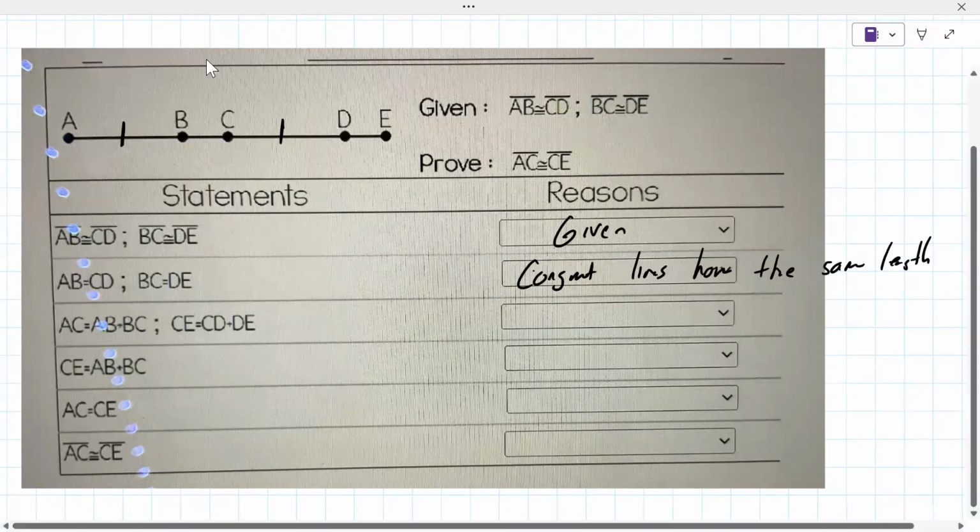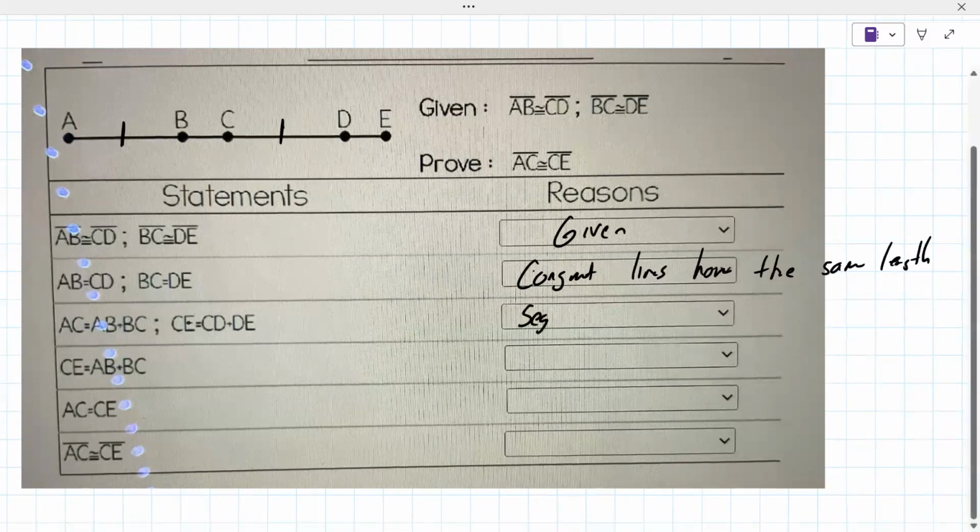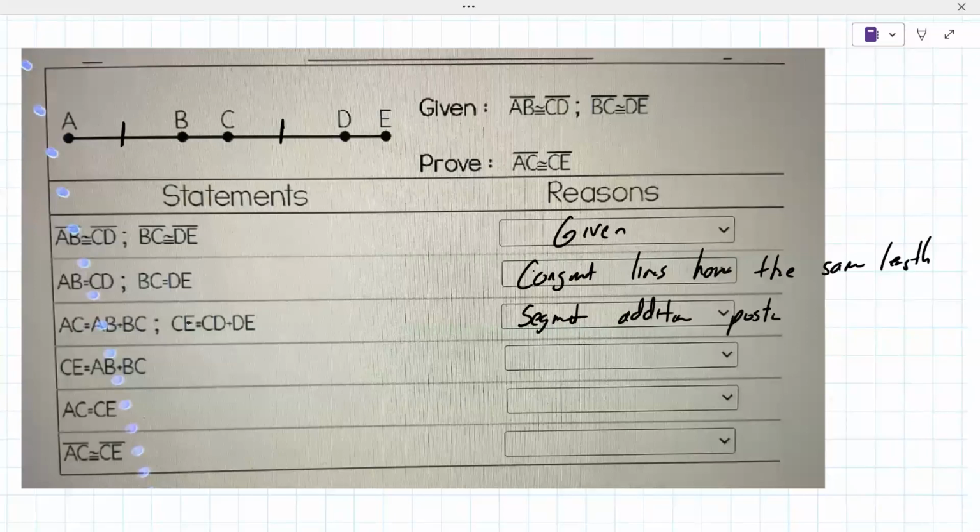Okay. So now the next line is unrelated to these. It's saying AC is equal to AB plus BC. So the whole is equal to the part plus the part. And then CE, the whole, equals the part plus the part. So that is the segment addition postulate, maybe something like that. And the key word there is addition. They're adding, so probably the word adding is going to appear in the reason.